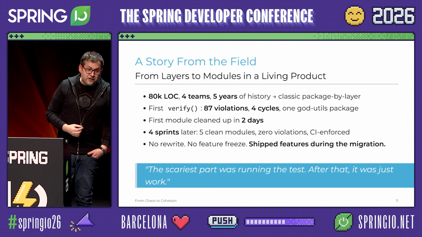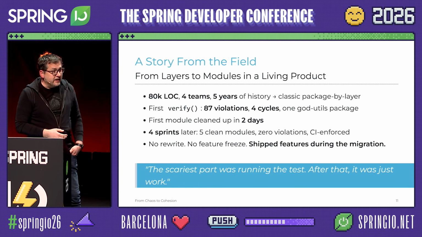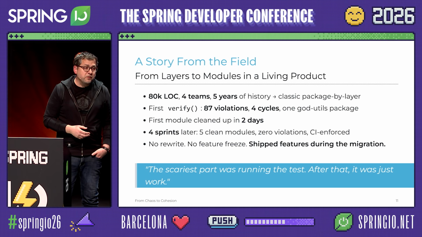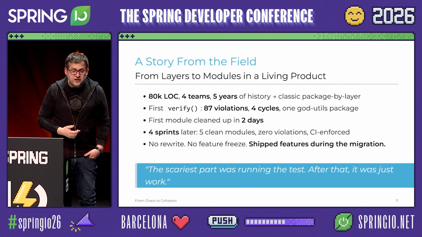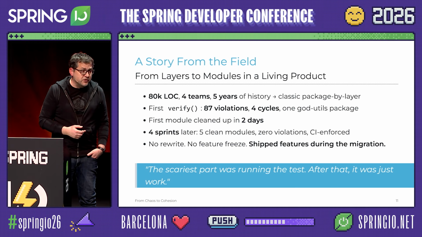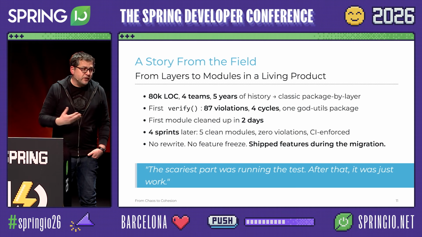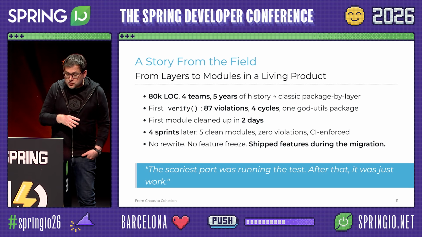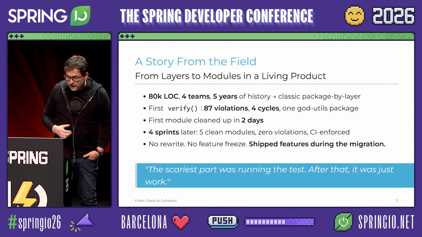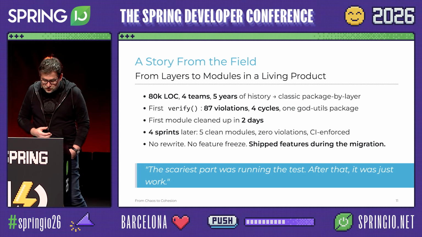But actually, to be honest, what I'm going to tell you here is quite simple, because you can start within a few days. We did the first module in the first 2 days, we cleaned it up. And then over several sprints, we improved over time until we found the right boundaries and we had 5 different modules. And I'm going to show you later how we did that, or how you could do that too.